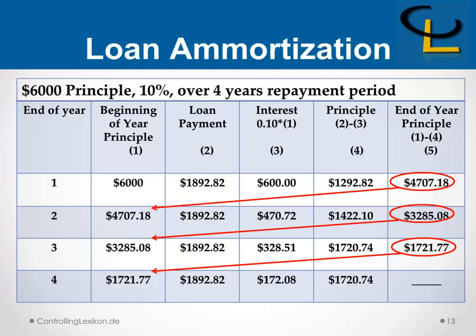$4,707.18, and we use the end of year principal as the beginning of year principal for the second year, and we do the same thing for each year up until we pay the loan.